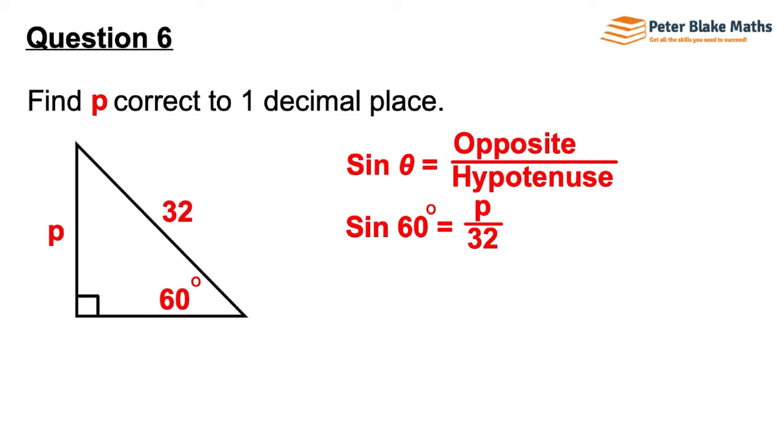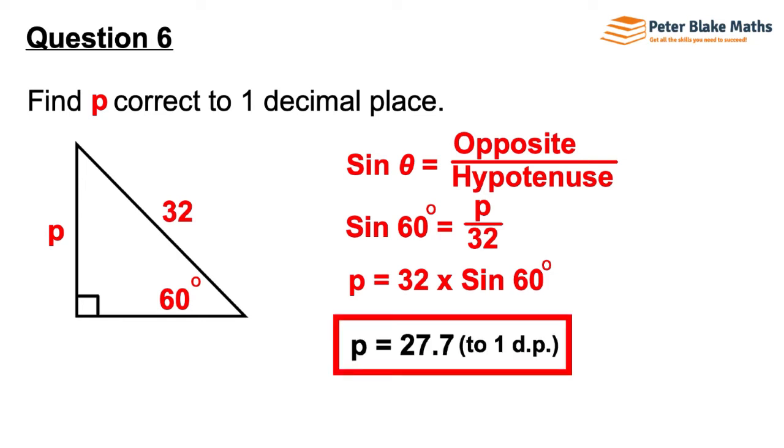Next step is to get P on its own. We'll need to move that 32 that's dividing by multiplying both sides by 32. That will cancel out from the letter side, leaving us just with P. We'll swap sides in the same breath here. On the other side we'll get 32 lots of sine 60. Throw that into our calculator, we'll get P equaling 27.7, which was rounded off to one decimal place.